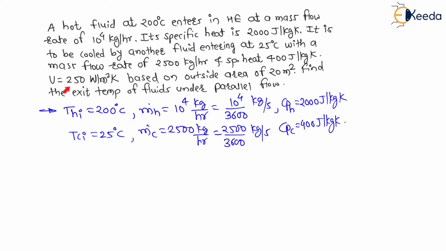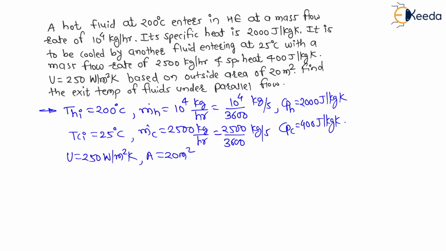Then overall heat transfer coefficient U is given 250. Therefore, U is equal to 250 watt per meter square Kelvin based on outside area of 20 meter square. Here outside area is given 20 meter square. Then find the exit temperature of fluids under parallel flow. Now we have to find the exit temperatures of fluids.